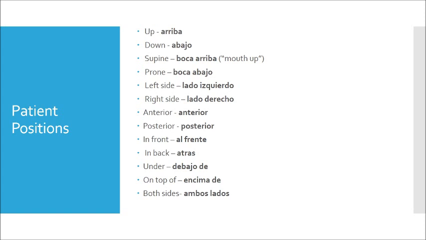Next we have patient positions, which is really important in the clinic because we're always asking patients to get up or down or lay this way or that way. So this review would be very essential to what we do at the clinic. Up is arriba, down is abajo. And I find these are really good cues when asking them to go supine or prone. For supine, you say boca arriba, so you're really saying mouth up. And for prone, boca abajo, which is mouth down, which I think is a better cue for them than lying on your back or lying on your stomach.